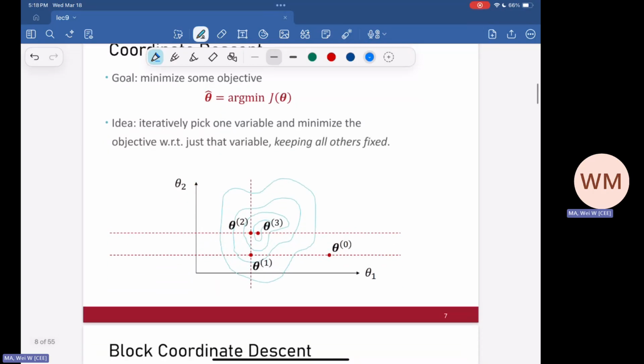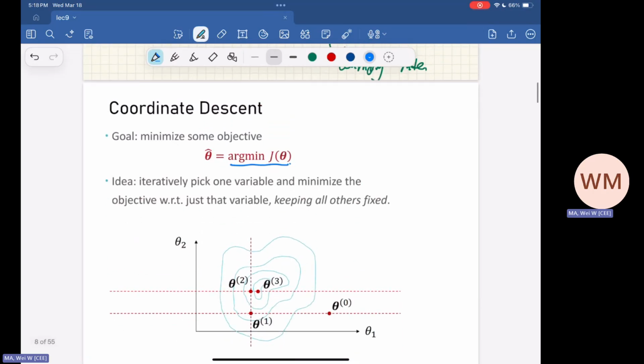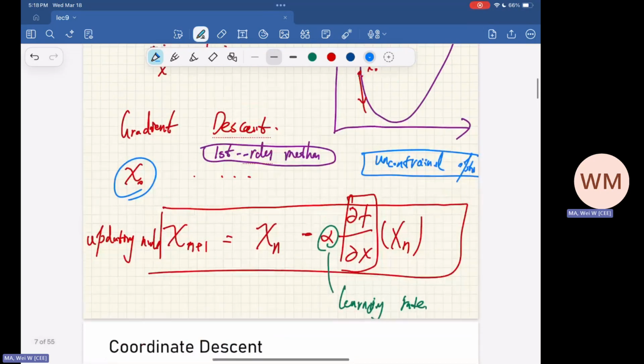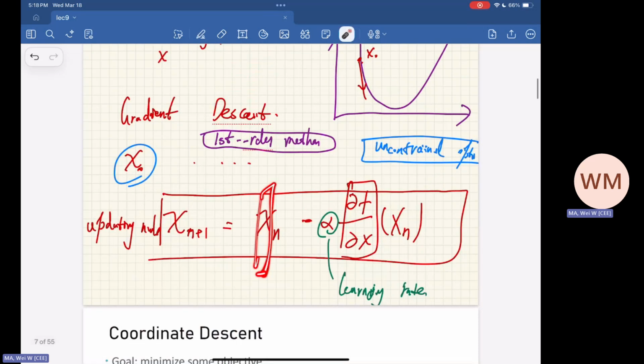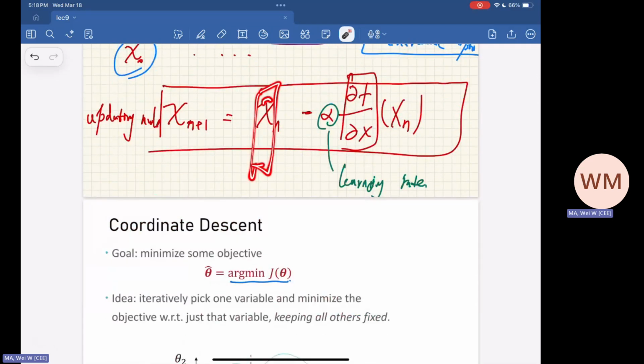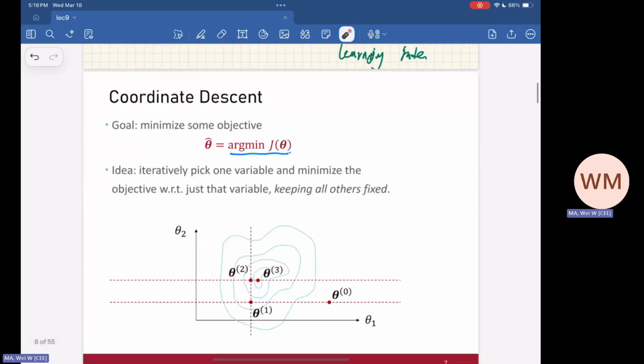Here you can see is also an unconstrained problem. We just want to minimize J(theta), and we want to find the optimal theta. This is actually a modified version of gradient descent. In gradient descent, we update all the x at the same time. So x is a vector, right? Then coordinate descent basically says that there are multiple coordinates, and every time we only update one coordinate. So we just pick one variable and then minimize it.